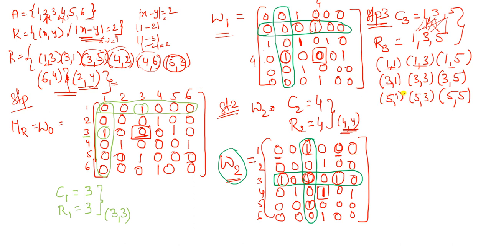So from this, what do we get? W3 equals, where is the position? 1, 1. That means in this position we have to insert 1. And next 1, 2 is not there, so 0.